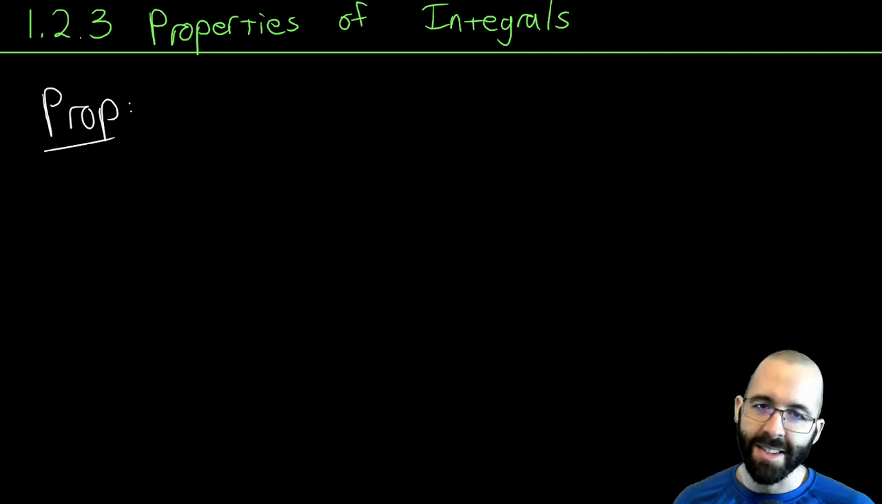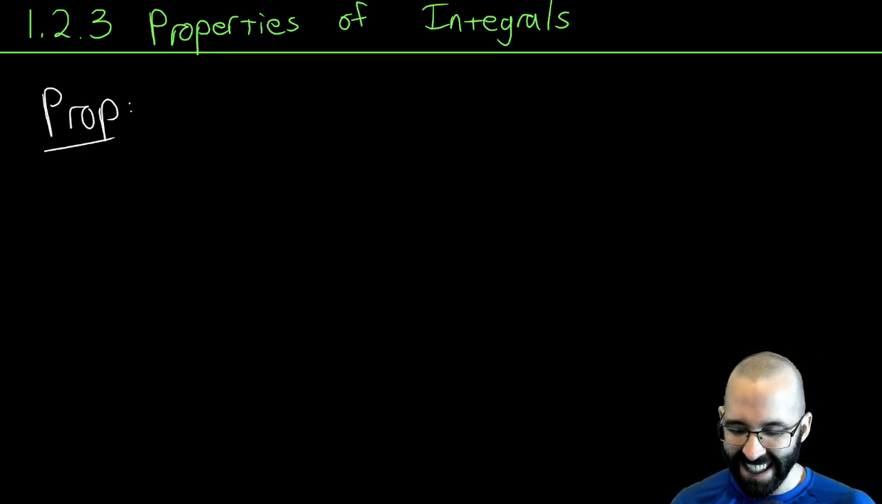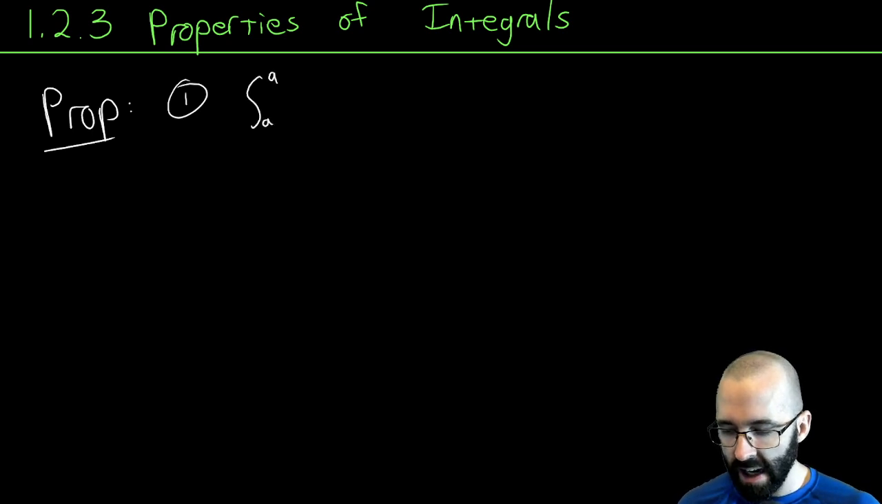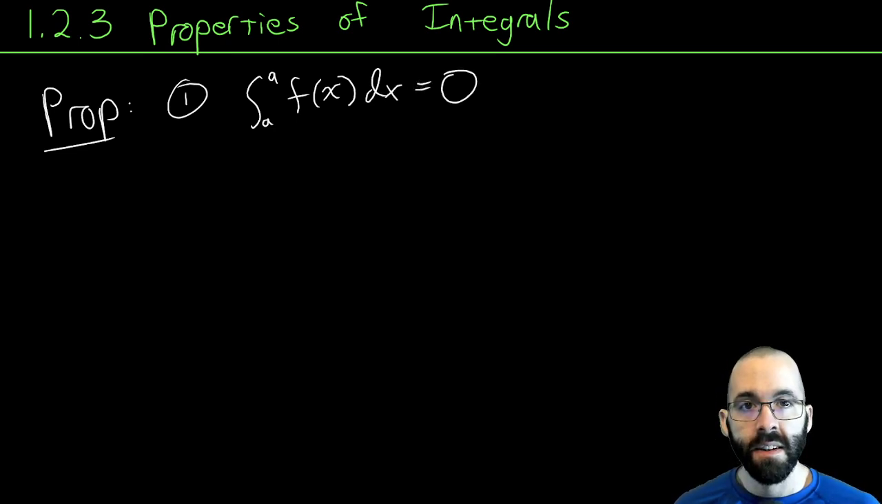Property. Well, all right, some of these properties look familiar. The first one probably won't look familiar. We got a bunch of properties. Let's make room for all 5 on this page. The integral from a to a of any function with respect to x. I spoiled it. I shouldn't have spoiled it. It's 0. Why is that?